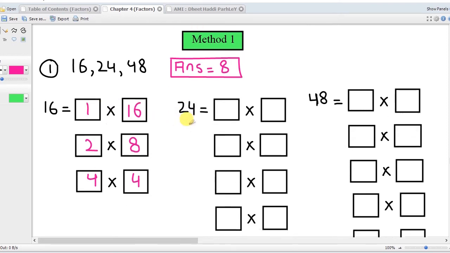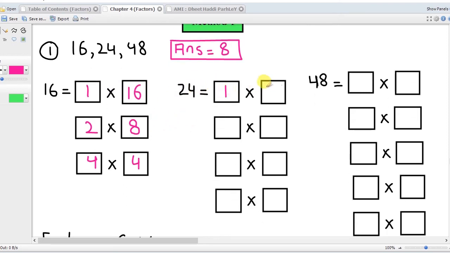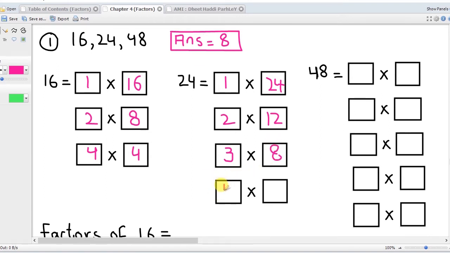Okay, moving on to the next, which is 24. 1 times 24 is 24. 2 times 12 will give us 24. 3 times any number will give me 24? Yes, 3 times 8 is 24, and 4 times 6 is 24. So again, keep practicing your times tables. They are very beneficial for you in your entire life, so don't take this lightly, especially the times tables.